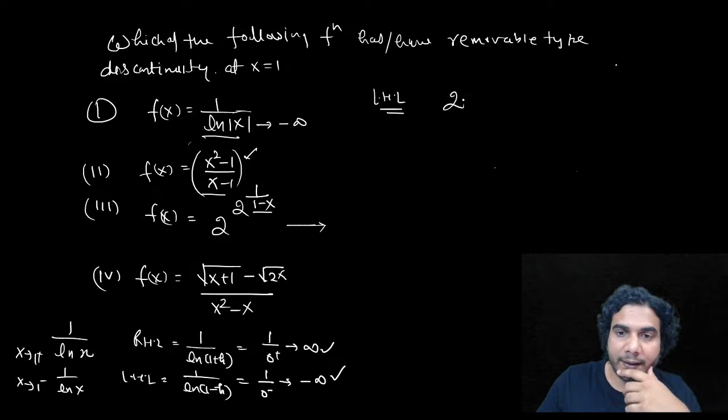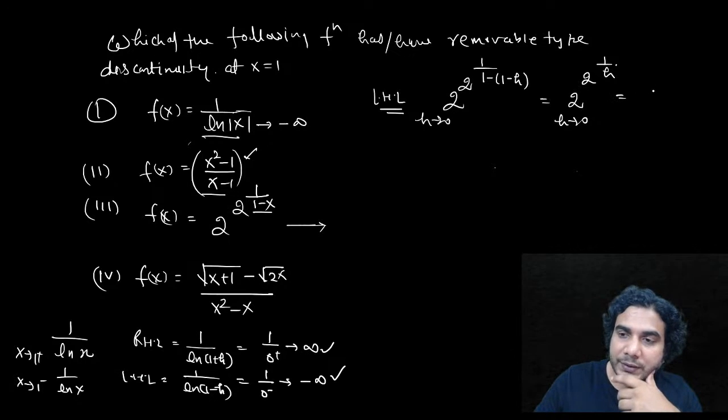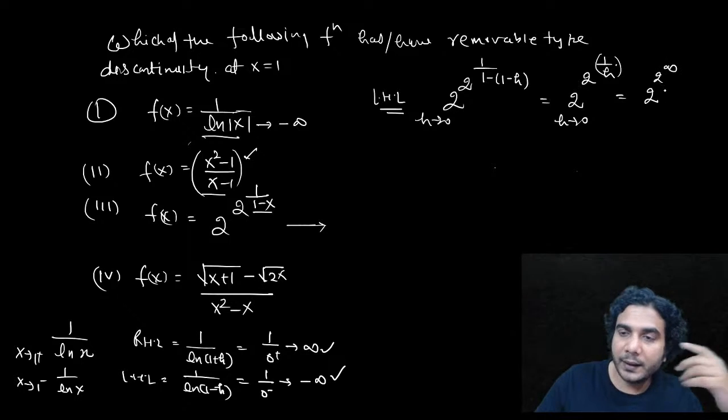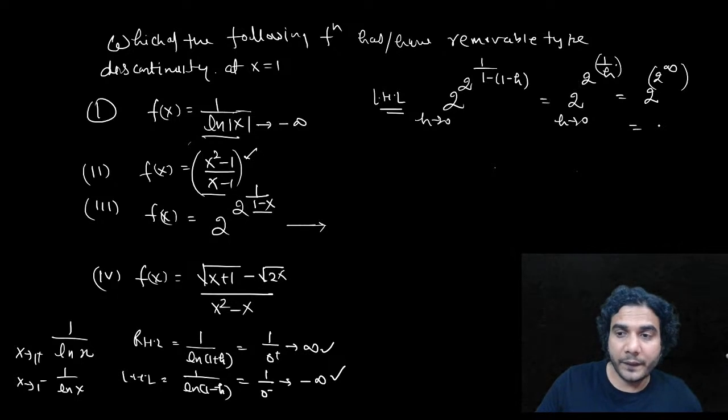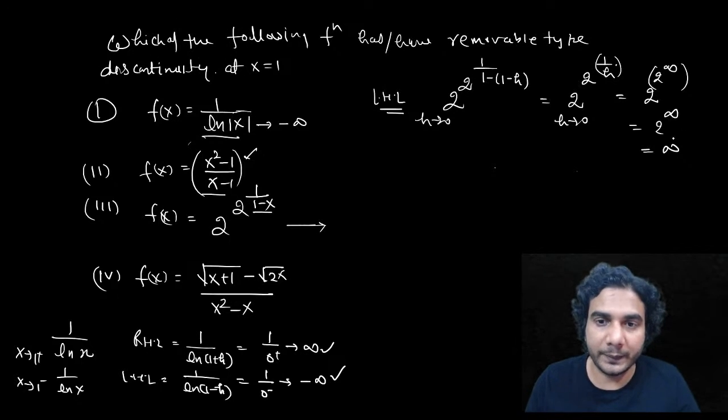So the left hand limit is 2 raised to 1 upon 1 minus h, h approaching 0. So it is going to be 2 raised to 1 upon h, h approaching 0. So it is 2 raised to, this is infinity. So 2 raised to infinity, and 2 raised to infinity is also infinity. So it is infinity. Anyway, we have got the answer. The answer is that it is irremovable type, infinite type, right?